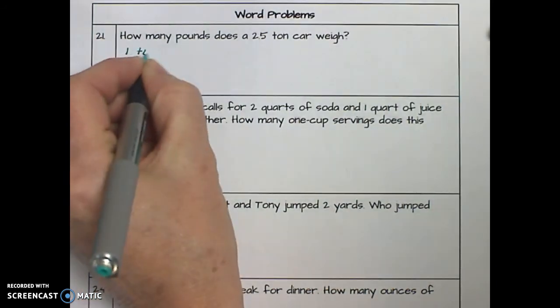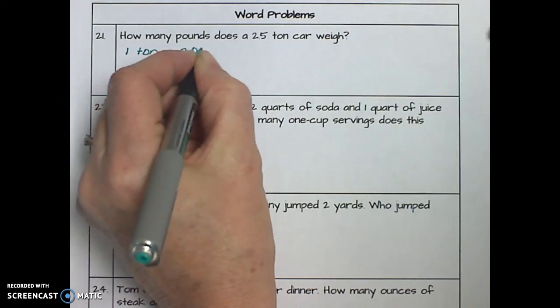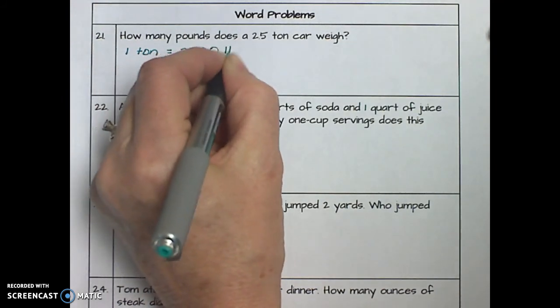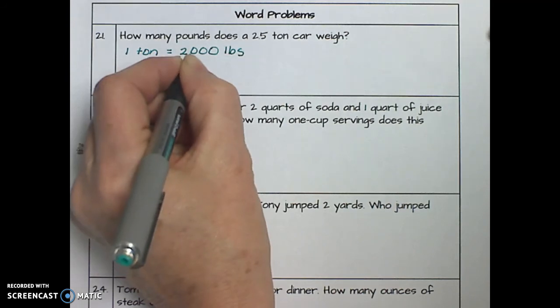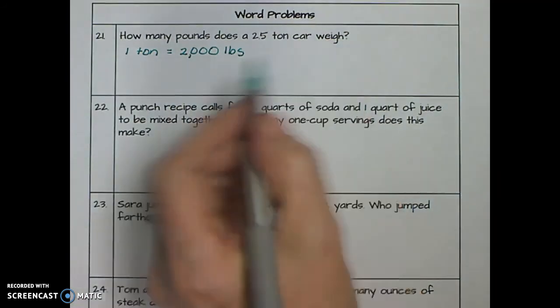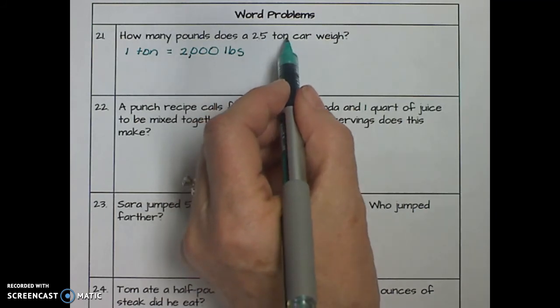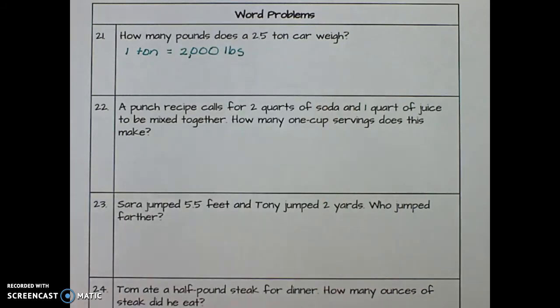1 ton equals 2,000 pounds. Okay, so what we need to think about now is if the car weighs 2.5 tons, we need to convert that to pounds. So we're going to be multiplying 2,000 times 2.5.